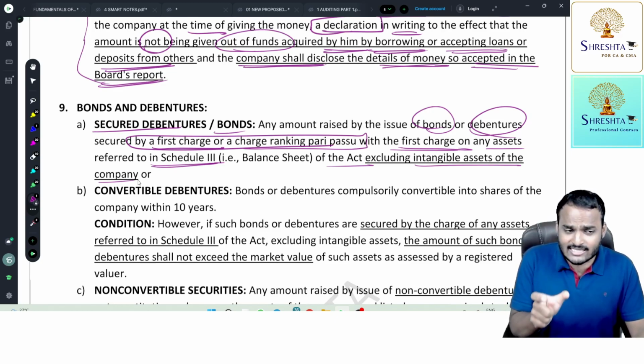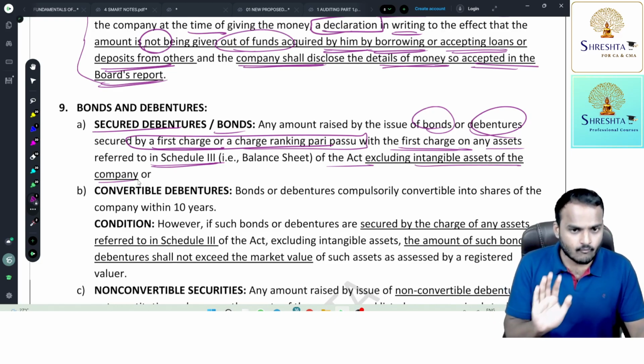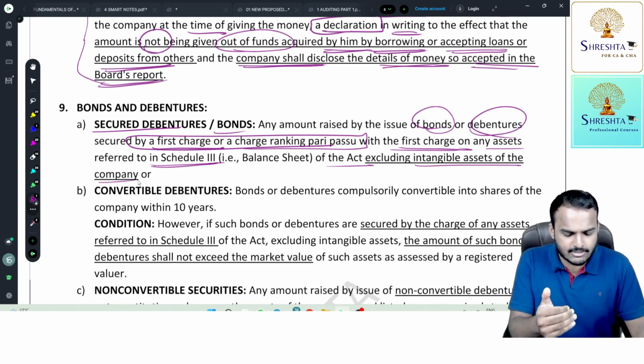Sir, in that case, all unsecured debentures come under deposits, sir. Wait a moment. Let me finish B and C points also.